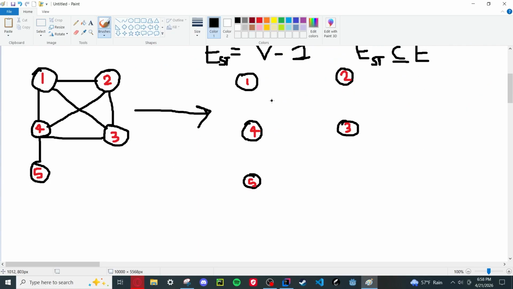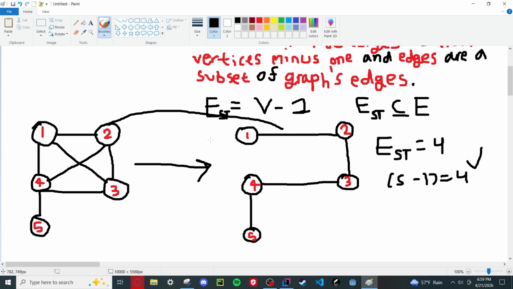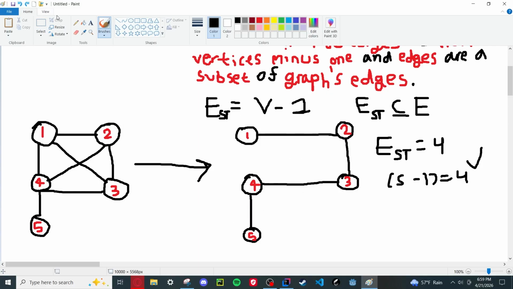If I were to create a spanning tree, one possible spanning tree could look like this. Right? So this is a connected acyclic graph. We have 1, 2, 3, 4 edges. So E of ST is 4, which matches, right? Because we had 5 vertices, and 5 minus 1 is 4. So everything looks good there. And then this exists in the graph, this exists on the graph, and this exists on the graph. So this is a possible spanning tree.